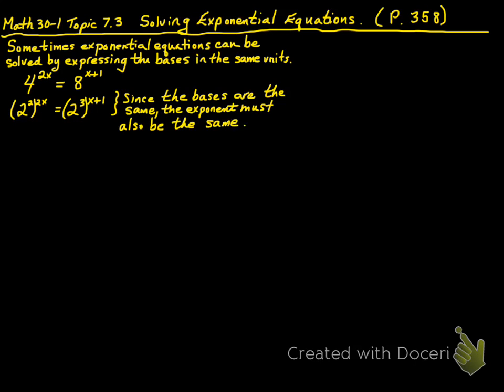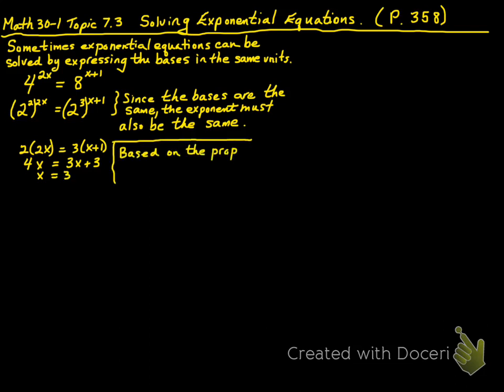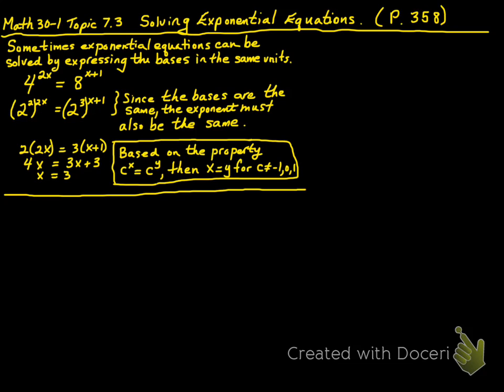The bases are the same, therefore the exponents must be the same. So we have 2 times 2x is 3 times x plus 1. 4x equals 3x plus 3, and so x equals 3. This comes from the property that says c to the power of x equals c to the power of y, then x has to equal y, except for c when it's equal to -1, 0, or 1.